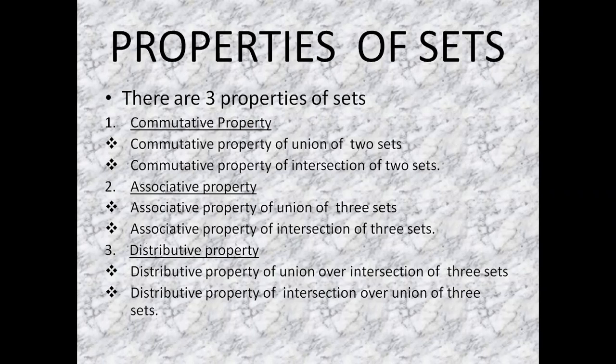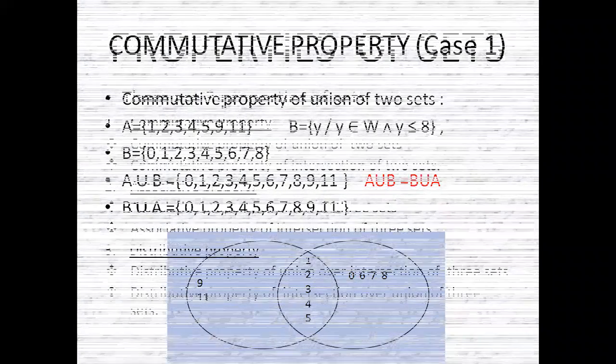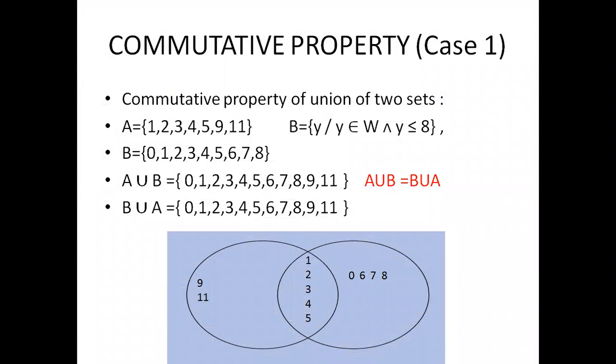And all the three types have two subtypes. First one, commutative property of union of two sets and commutative property of intersection of two sets. Now, children, our target is to discuss commutative property, and inshallah, in the next lecture, we will discuss associative property and distributive property. So, commutative property of union of two sets.